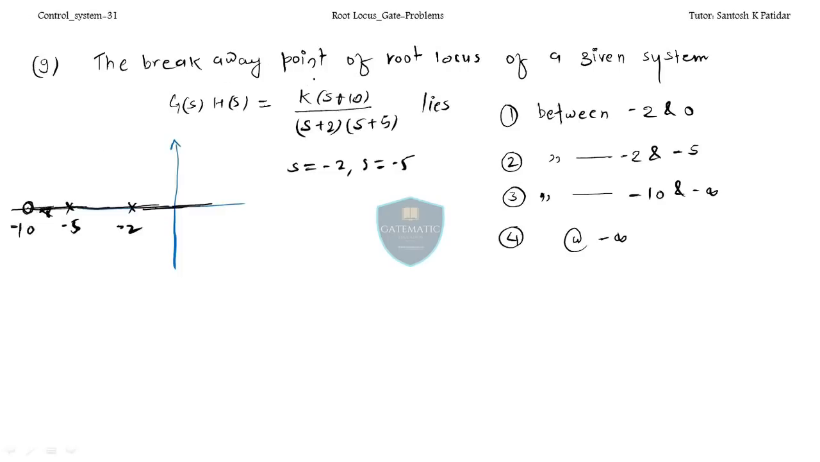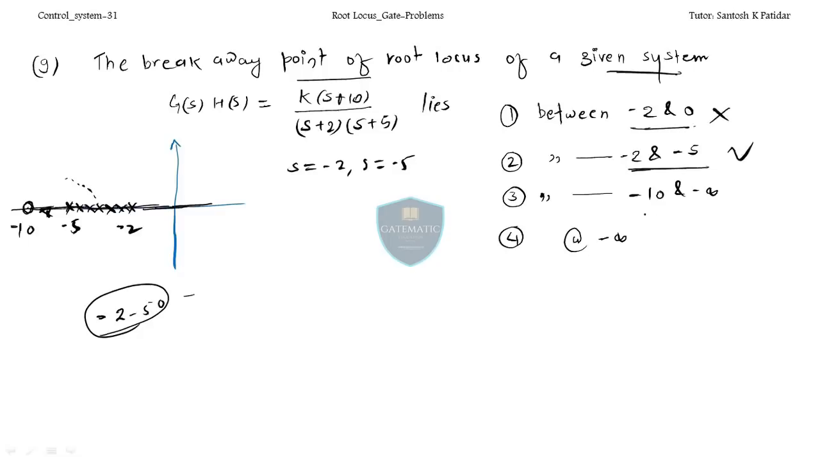Now the question is the breakaway point of the root locus of the given system. Definitely the breakaway point will be in between minus 2 and minus 5, because these two poles will come together and break away, one going to this zero and one going to the other zero that is at infinity. So do we have this range? If we have the range minus 2, minus 5, definitely the answer will be this. Minus 2 to 0, no. Minus 2, 5, yes, definitely. Minus 10 to infinity, not at all. Your answer is 2.